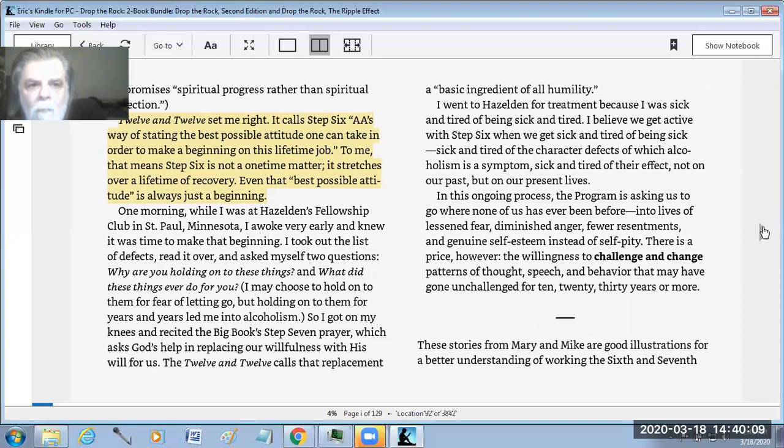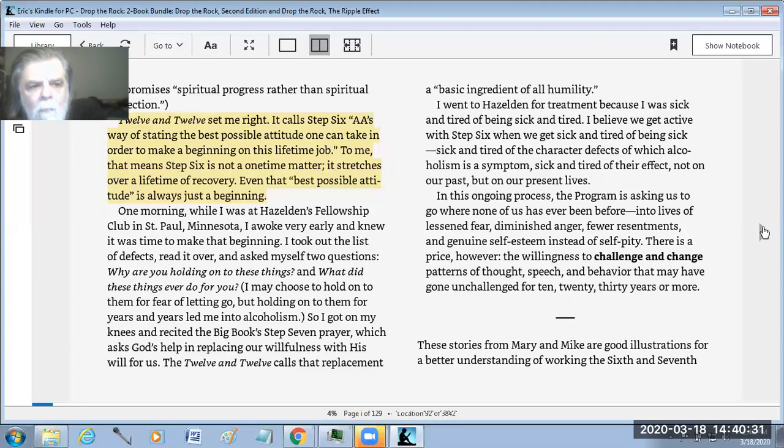To me, that means step 6 is not a one-time matter. It stretches over a lifetime of recovery. Even that best possible attitude is always just a beginning. One morning, while I was at Hazelden's Fellowship Club in St. Paul, Minnesota, I awoke very early and knew it was time to make that beginning.